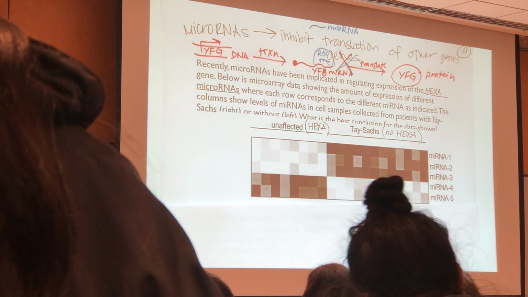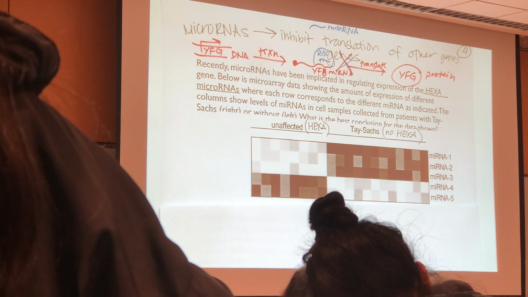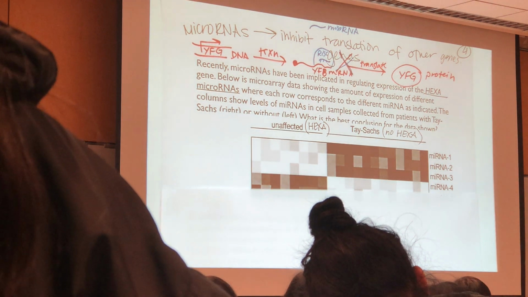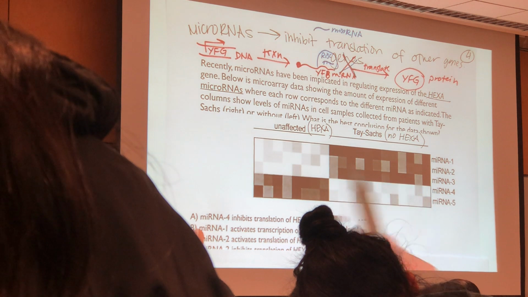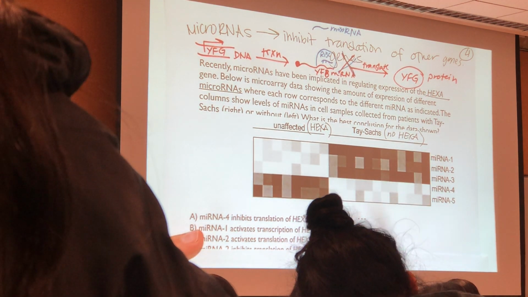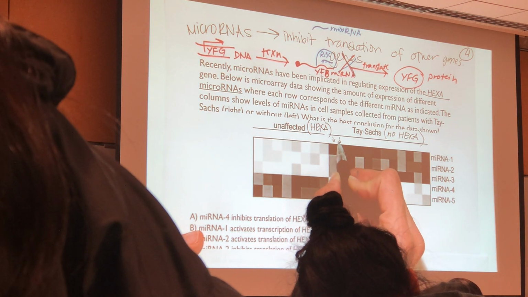Tay-Sachs results when there's no hexa protein made. And then this, right, high expression, so the levels, the regions where it's darker, that means there's a lot of that microRNA present. Where it's lighter, that means there's less of that microRNA present, and then each column is just a different sample.